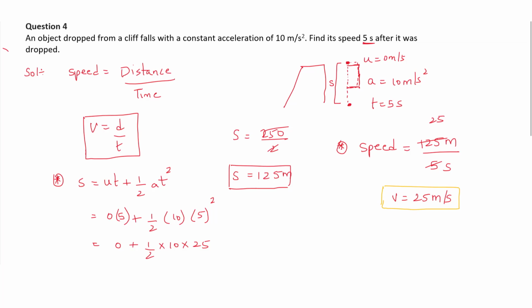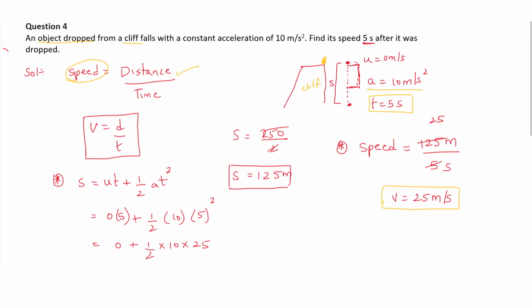Okay, this is how we solve. Okay, let's again recall. The object is dropped from a cliff. So I consider that the object is dropped from this point. This is the cliff where the object has to be dropped. It is dropped with a constant acceleration of 10 meter per second square, and they are asking us to find the speed after 5 seconds. So time taken here is 5 seconds. Because the body is being dropped from rest, u will be equal to 0 meter per second.